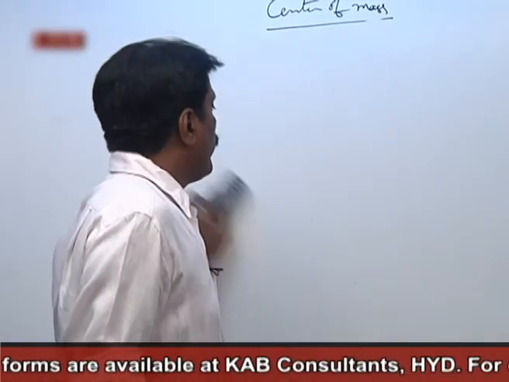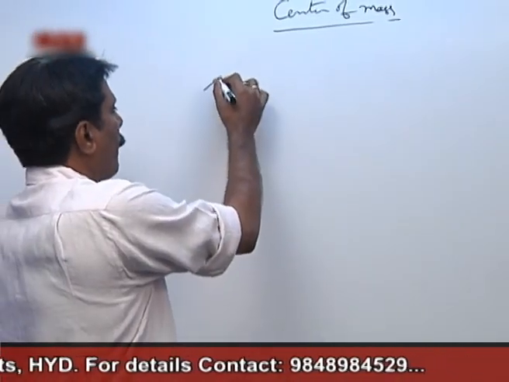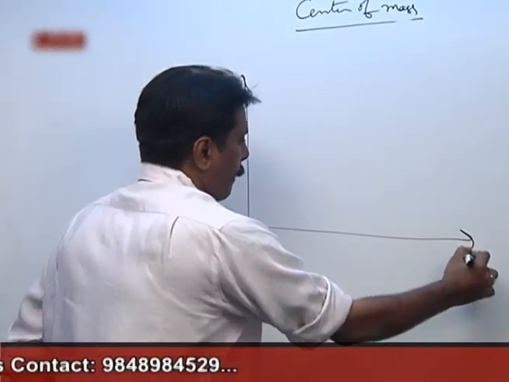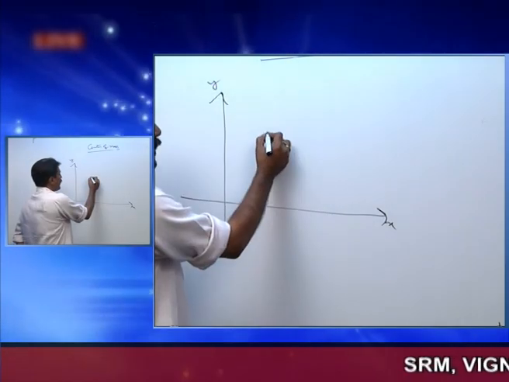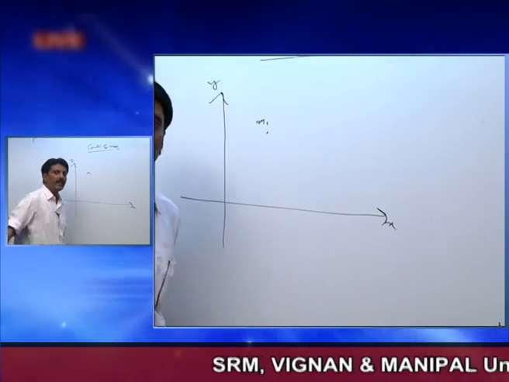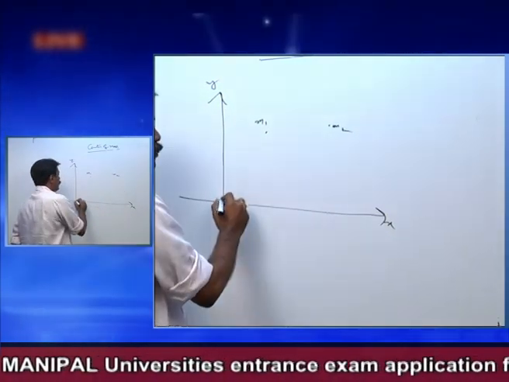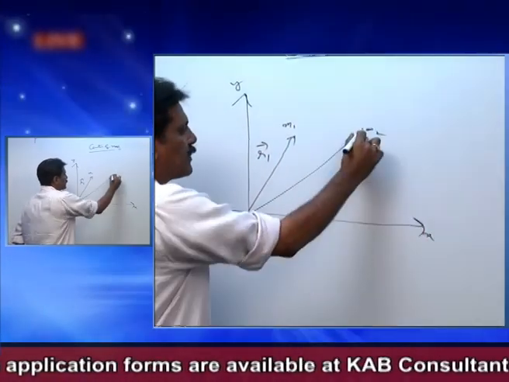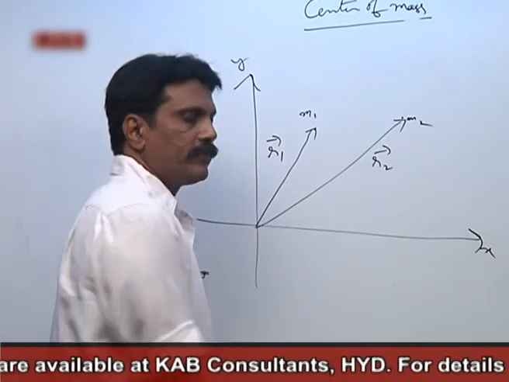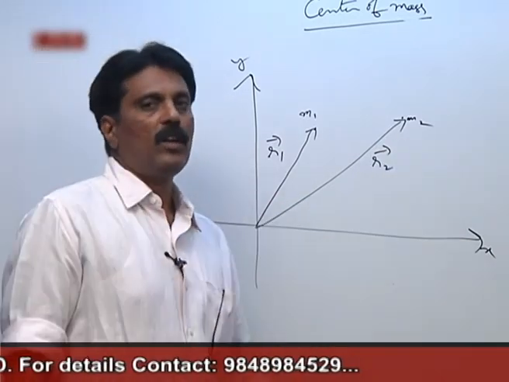There is an alternative way of getting these relations also. Suppose there is a particle m1 here and another particle m2 is here. m1 has radius vector r1, m2 has radius vector r2.